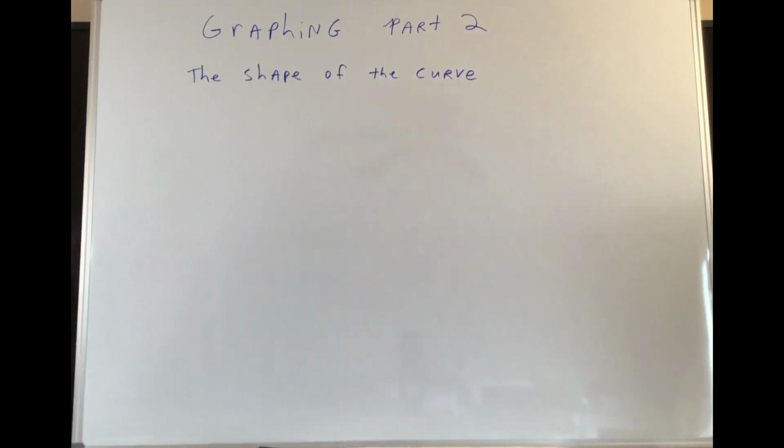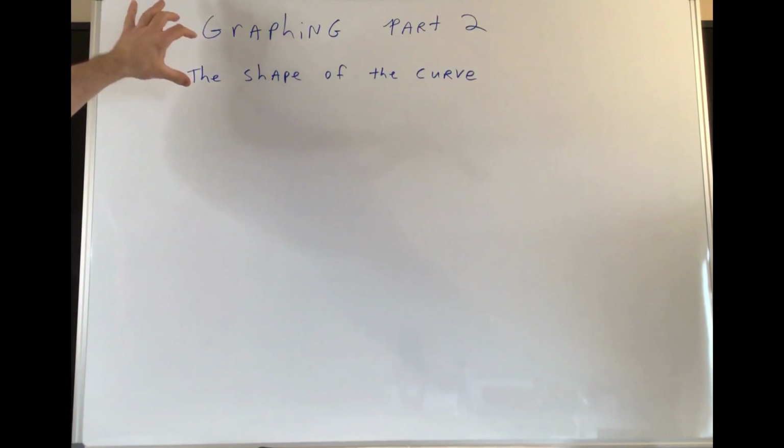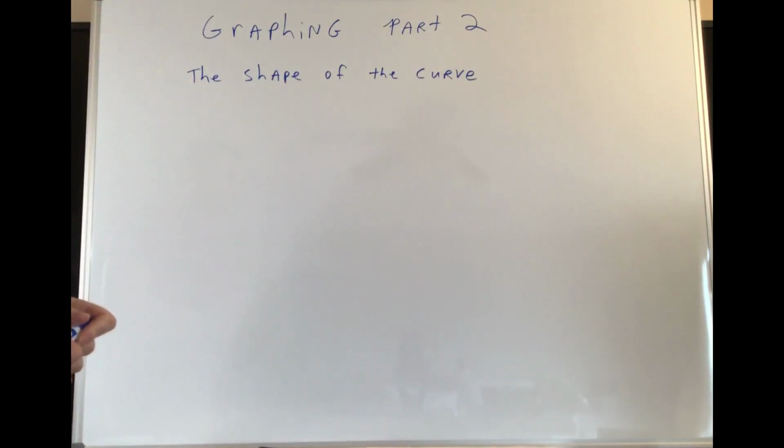Okay, this is the second half of the graphing lesson. In the first half, you learned how to tell whether the function was going up, increasing, or going down, decreasing. You also learned how to figure out where the max and min were. The second part is going to involve the shape of the curve.